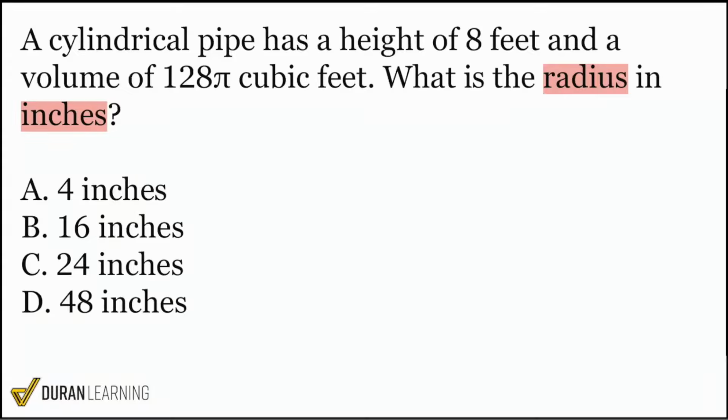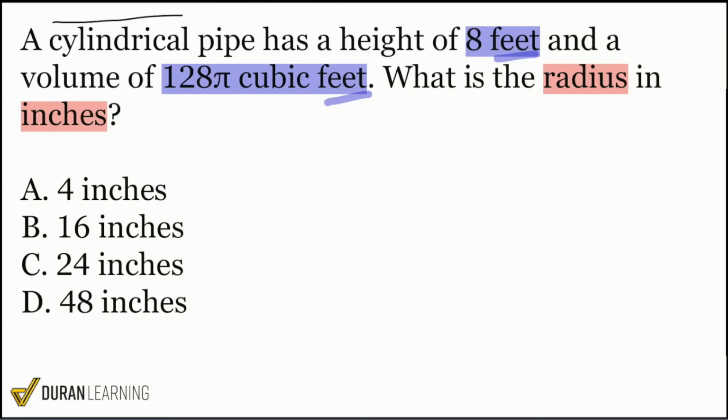Well, when we read the actual problem statement, what we see is that we're dealing with this cylindrical pipe, we're given the height, and we're given the volume. When you read those units, you might notice that our height is given as 8 feet and the volume is given as 128 pi cubic feet. So again, our answer needs to be in inches, but we notice that the information we're given, both units are in feet. So that's a little bit of a problem, but nonetheless, let me focus up.